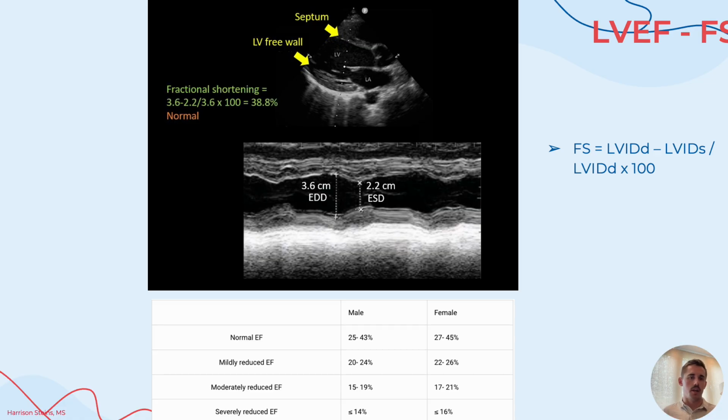So in a male, a normal ejection fraction would be about 25 to 43% change, or fractional shortening, of that diameter or that area that you've taken. And here's a chart with some descriptions of normal and abnormal.